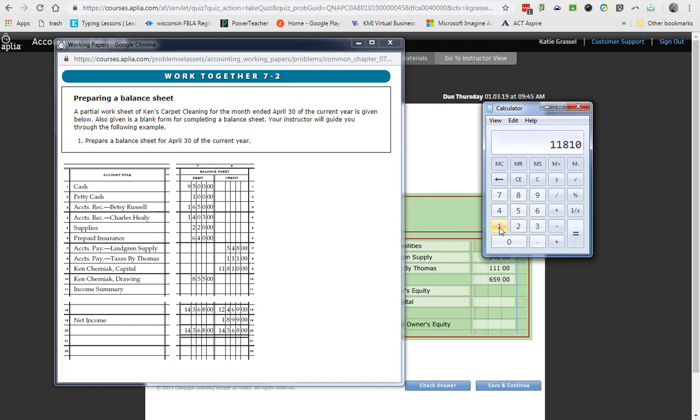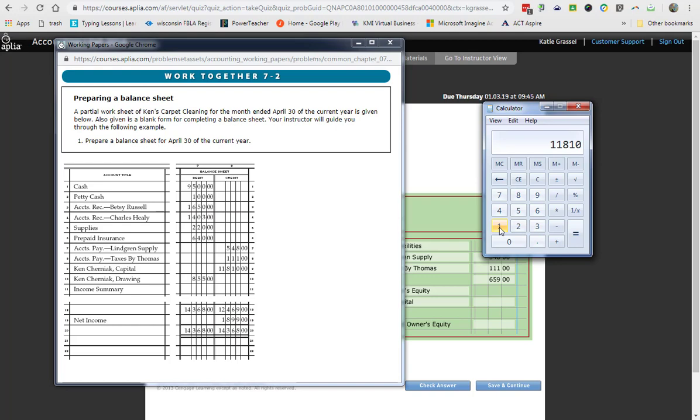Net income or net loss? How do you know? Right here on my worksheet. Okay? Point blank. It looks right here. And we have a net income of $1,899. Now, if you didn't have your worksheet in front of you, you would probably have your income statement. And your income statement should have exactly the same net income on it.